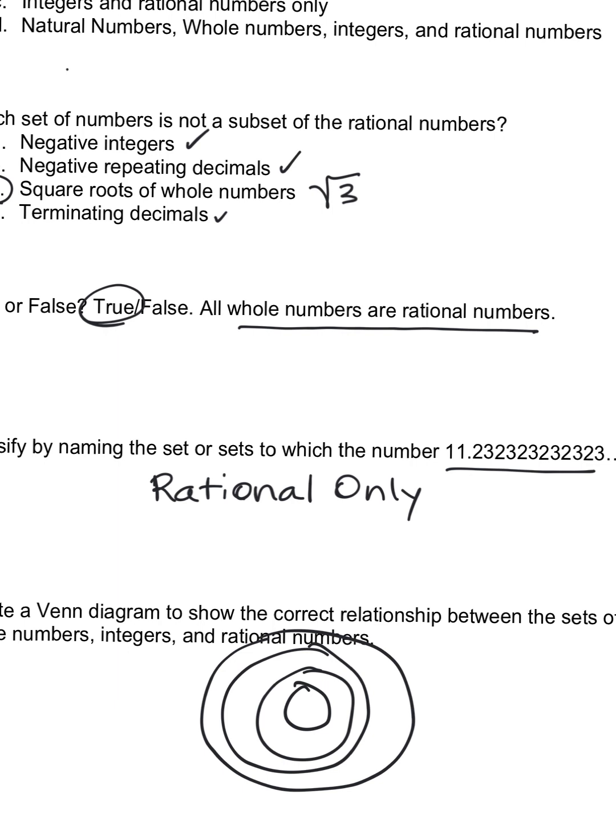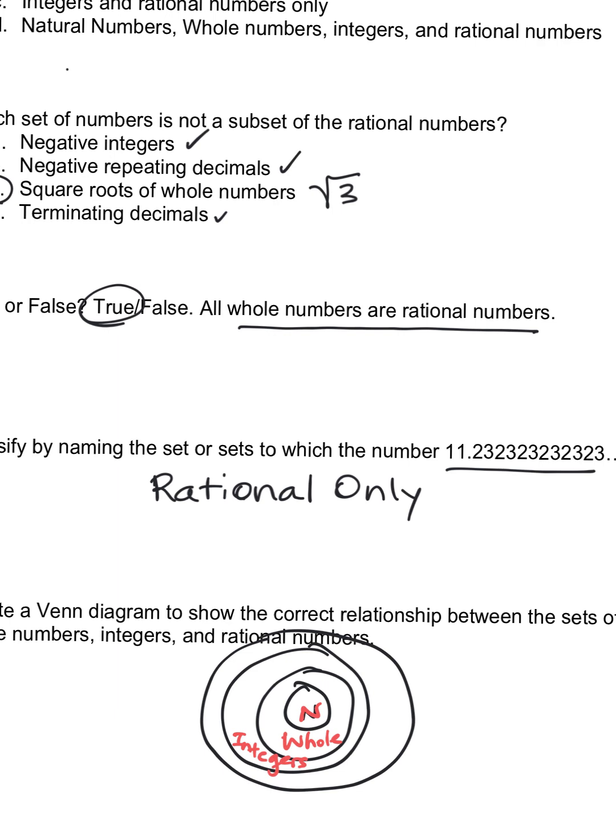And let's see, the relationship, we started with naturals. Let's make that a different color. And that's 1, 2, 3, 4, 5, 6, 7. And then they are part of the whole number system. That's where we have 0, 1, 2, 3, 4, 5, 6, 7. And then we had integers.